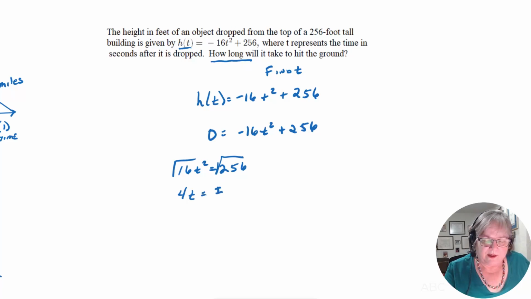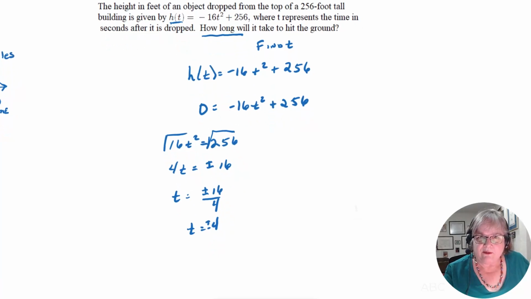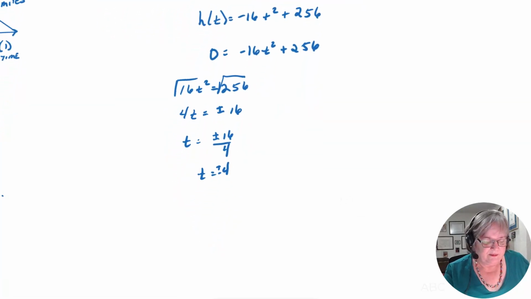And over here it's plus or minus 16. So t is plus or minus 16 over 4. T is 4, plus or minus. Now, let's talk about that. T represents time. Can you have a negative 4 seconds? No. So t is 4. Don't forget your units. It could be minutes or hours.